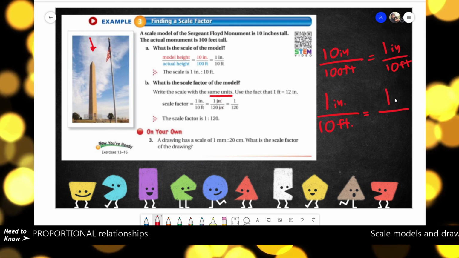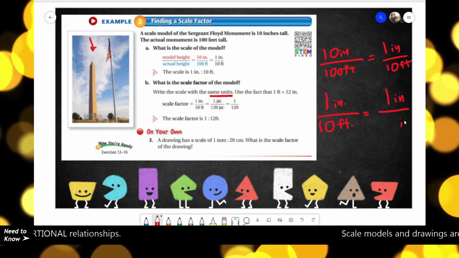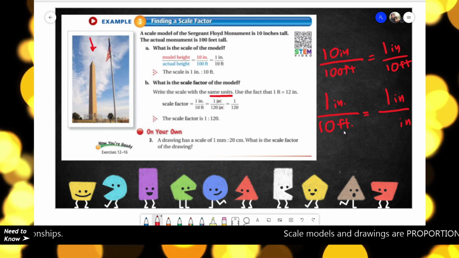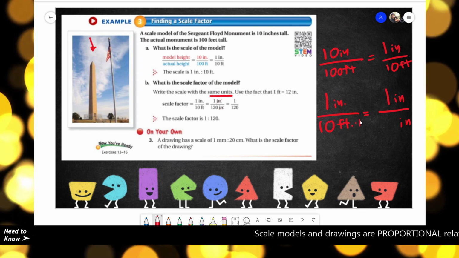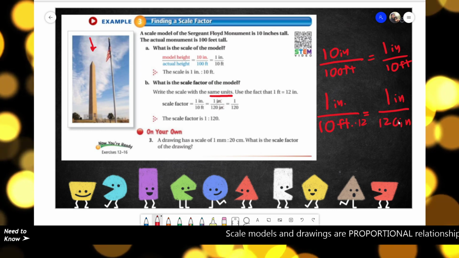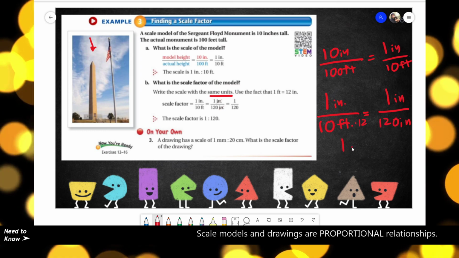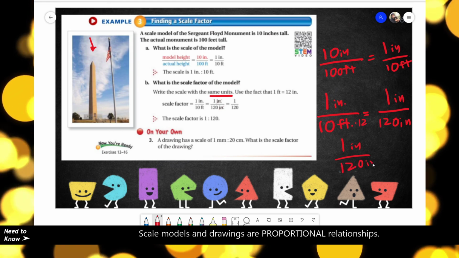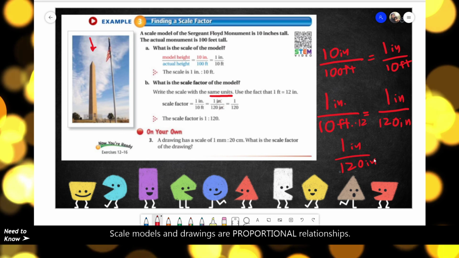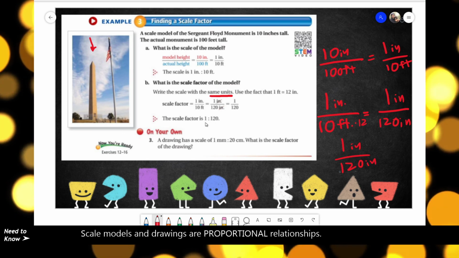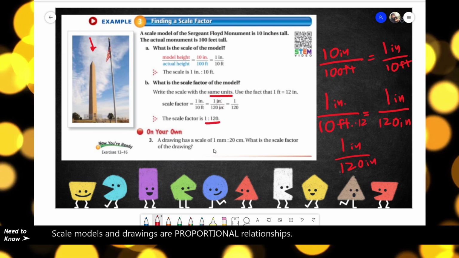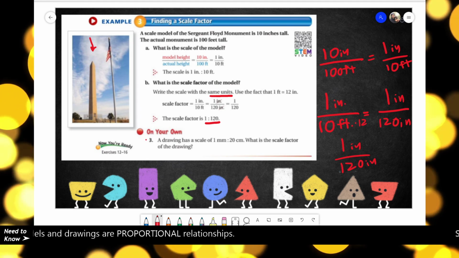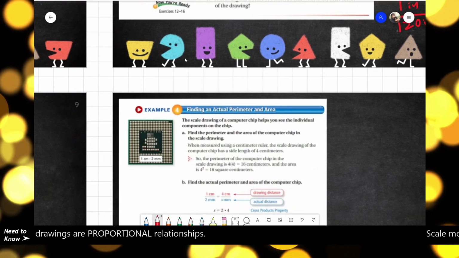So 1 inch can remain the same, and then I just need to determine, well, how many inches are in 10 feet? Well, if there's 12 inches in 1 foot, I would just multiply 10 times 12, and I'd get 120. Now, both of my units are the same. 1 inch to 120 inches. So my scale factor is 1 to 120. So you're going to do number 3 on the next slide. So let me get you set up and get rolling here.